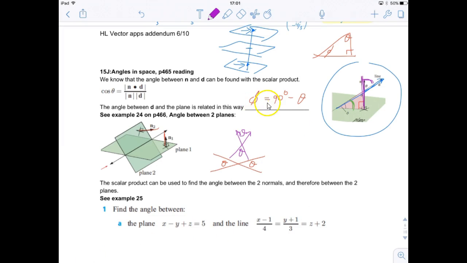Another way of saying that phi and theta are complementary is, instead of saying that cosine theta equals this, we could also say that the sine of phi is this, because the sine and cosine of complementary angles are the same.